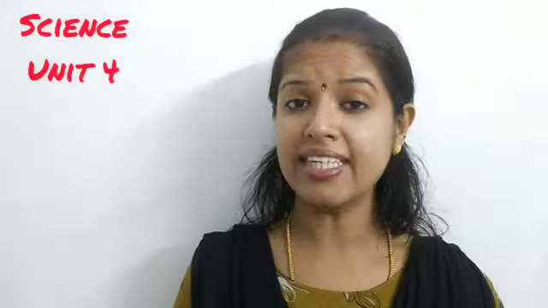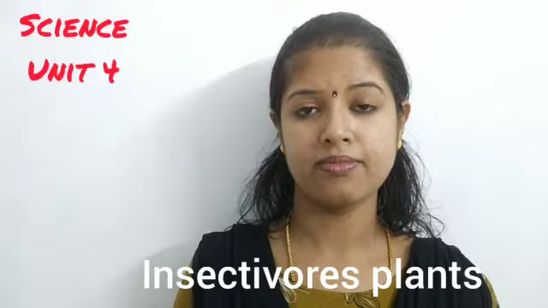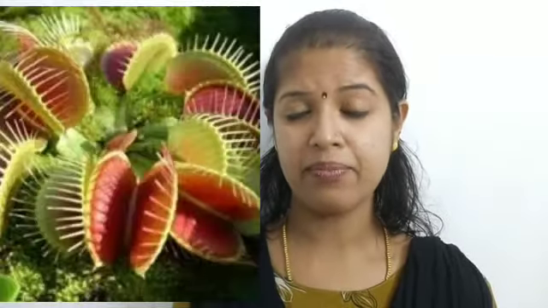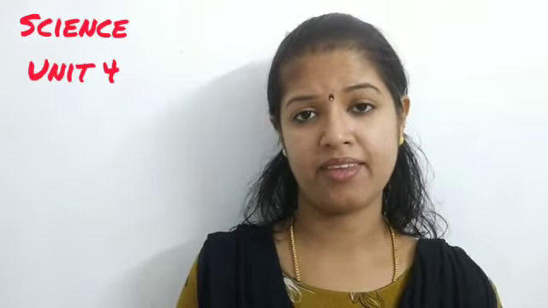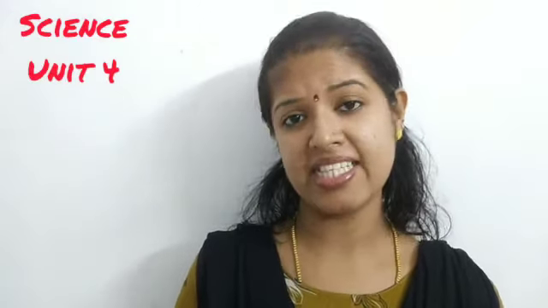Now there are other types of plants like insectivorous plants: sundew plant, Venus flytrap, pitcher plant. These are called insectivorous plants. From the name only we can understand that they are used to catch insects. But they have chlorophyll also, and they can synthesize their own food through photosynthesis. Then why do they catch the insects? There arises a question.